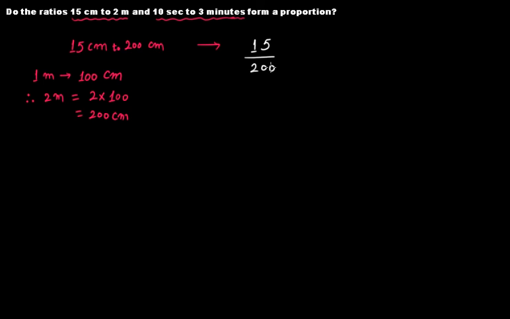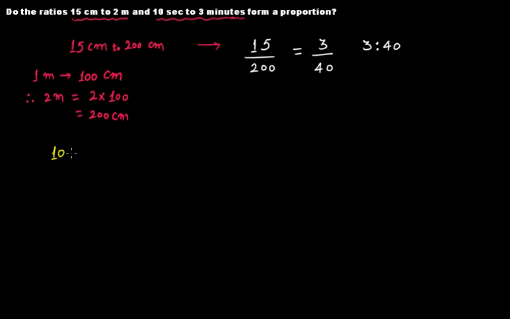Again, to solve this, you'll have to find the highest common factor. And what will be the highest common factor? The highest common factor in this case will be 5. So if I divide 15 by 5, you'll get 3. And if I divide 200 by 5, I'll get 40. If you simplify this, this will be 3:40.